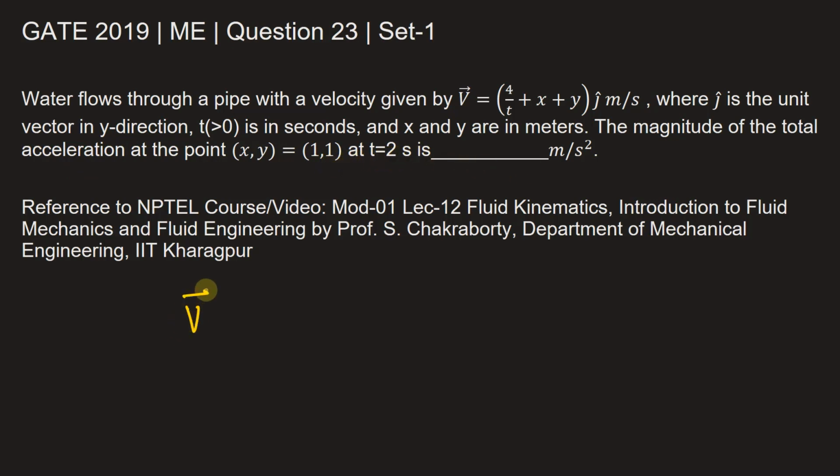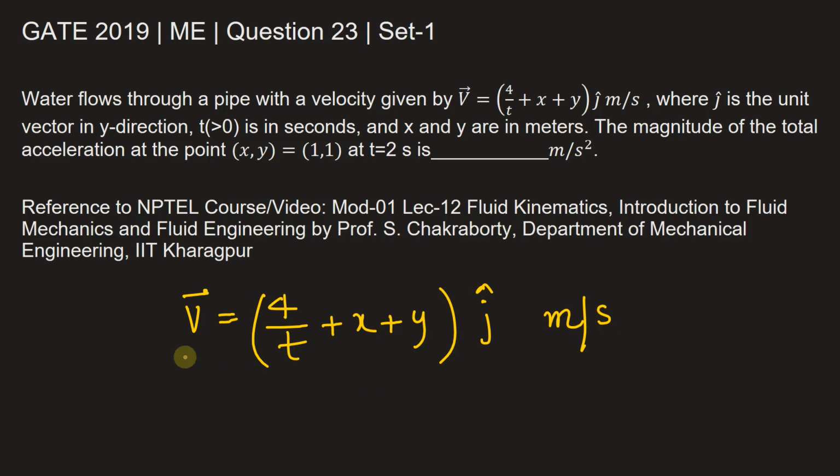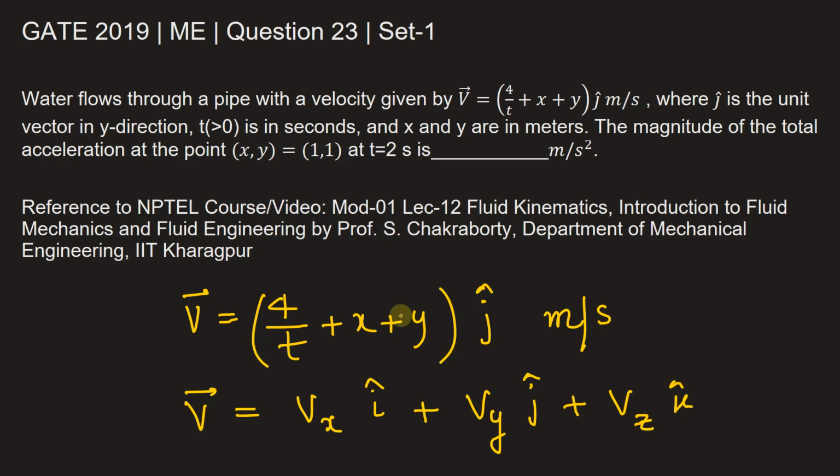So in the problem it's given that v vector is equal to 4 by t plus x plus y j cap, and this is in meter per second. Now any vector, suppose let's say the velocity vector, is given by velocity in x direction into unit vector in x direction plus velocity in y direction plus velocity in z direction. If we compare these two equations, we will see that velocity is given only in y direction, that is in the coordinate of xy, and that varies with time as well. Any function that varies with time is unsteady. So this velocity is also the velocity of an unsteady flow.